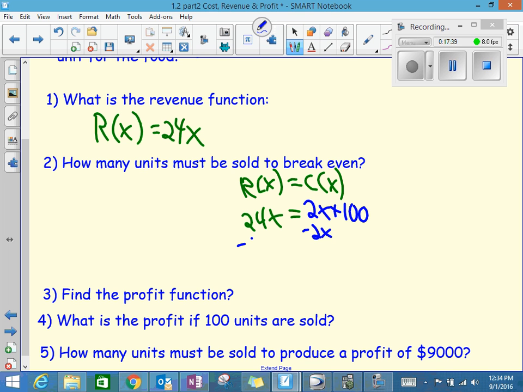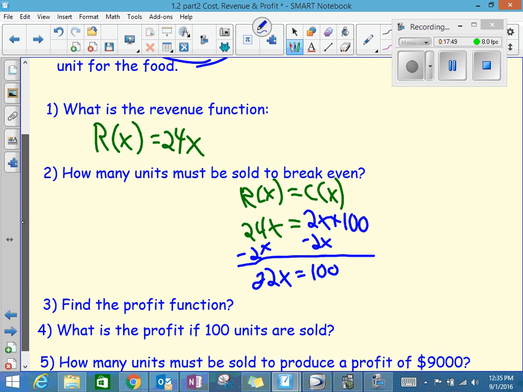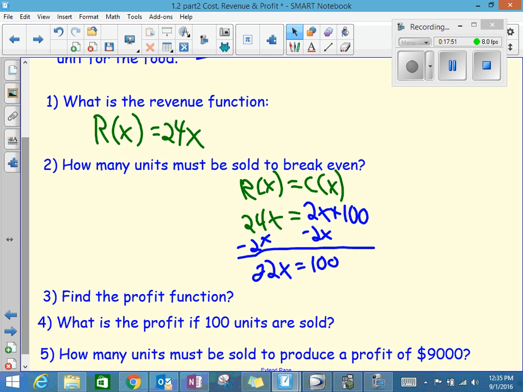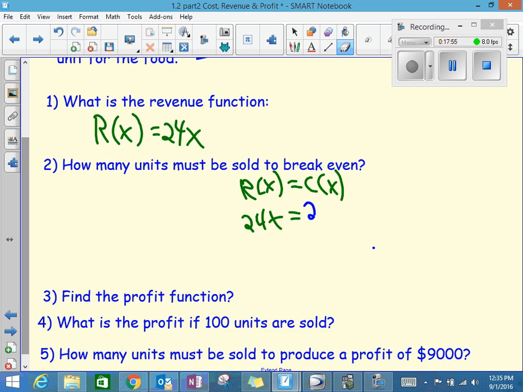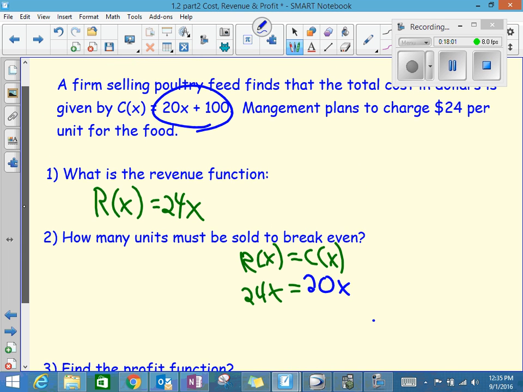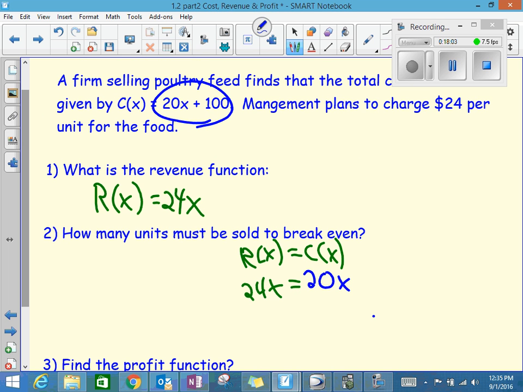So subtract 2x from both sides. I was going to say that 20x. Okay, one second. Should be a better number there. Do you not plug the 24 into the x for the cost? No, right now, break even is just where R of x equals C of x.